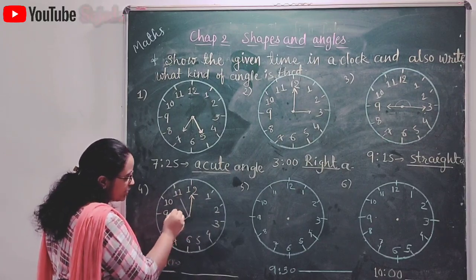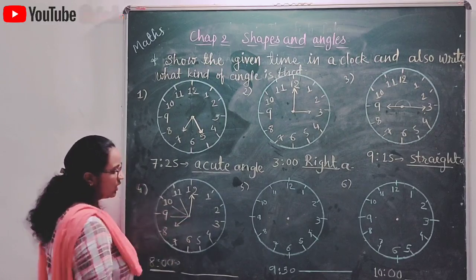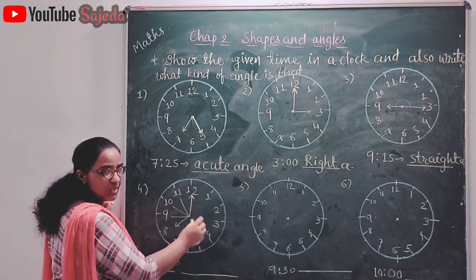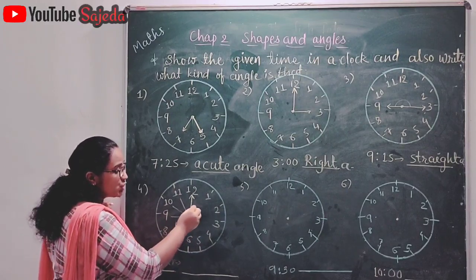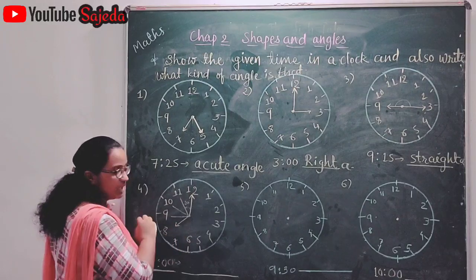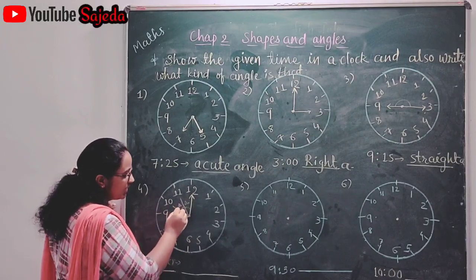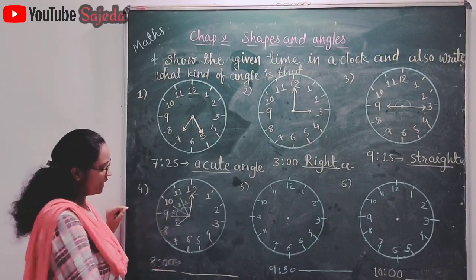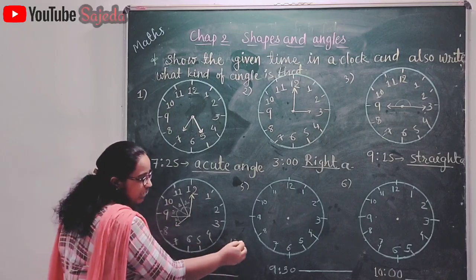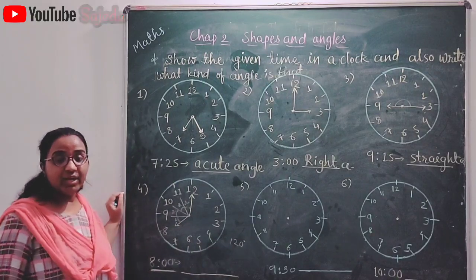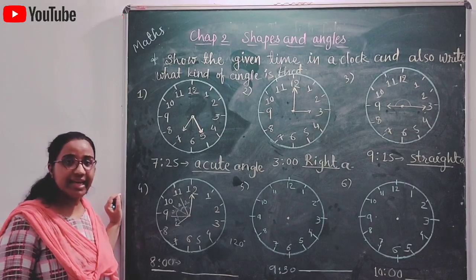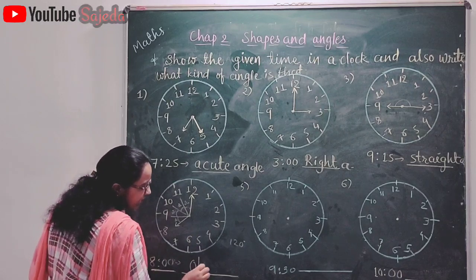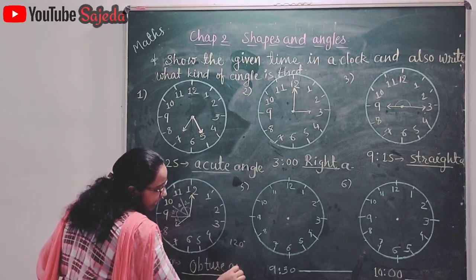Draw the lines between each two digits. Okay, so there will be 1, 2, 3 and 4 angles between these two lines. And each angle between these two digits is of 30 degree. So this is 30, this one is 30, this one is 30 and this one is also 30 degree. If you add all this 30 degree, it will be 120 degree. And 120 degree is bigger than 90 degree. So 8 o'clock forms more than right angle, means obtuse angle.